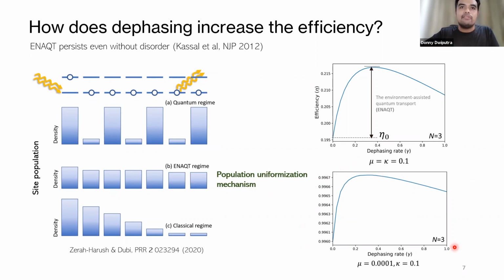For example, if the efficiency without the noise is already high, the ENAQT, or the enhancement, is not really big. And in some other cases, it will be monotonic, so there will be no peak at all. So this is dubbed the ENAQT. But in this talk, I will extend the model to contain the driving fields.